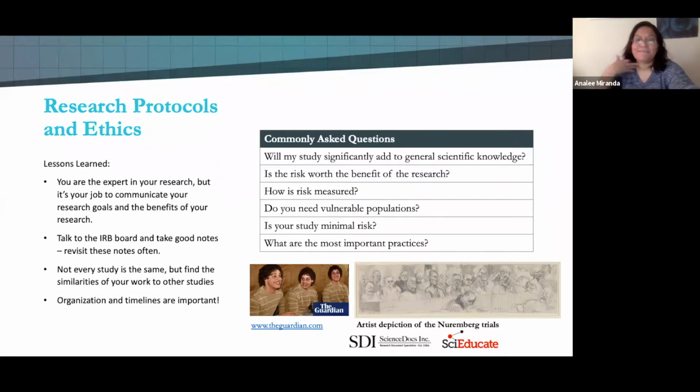And I have here a few images just to show some of the reasons why the IRB is important. Here we have the Nuremberg trials. They're famous for a lot of experiments that happened in Nazi Germany, where they definitely did not follow the rules of ethics that we're following now. But that's an extreme example.